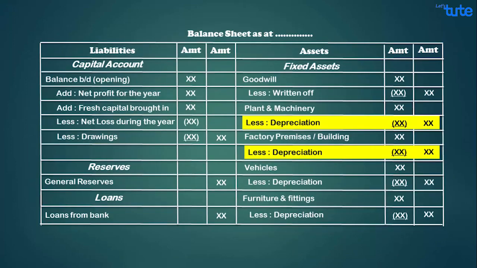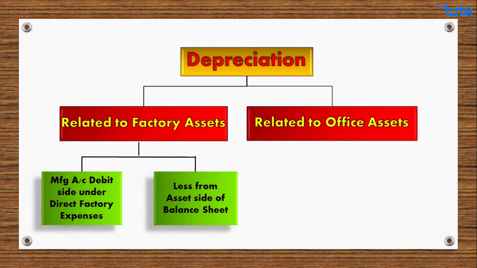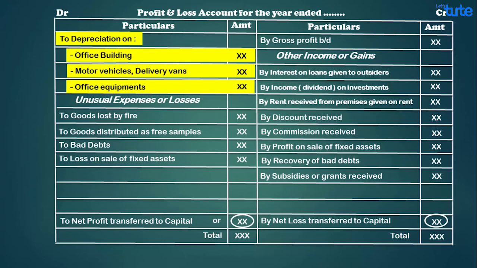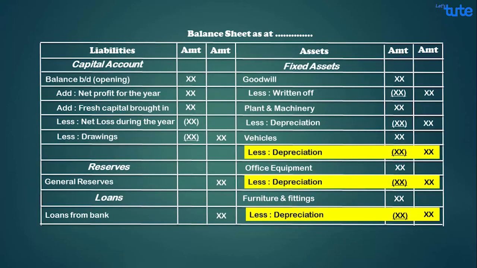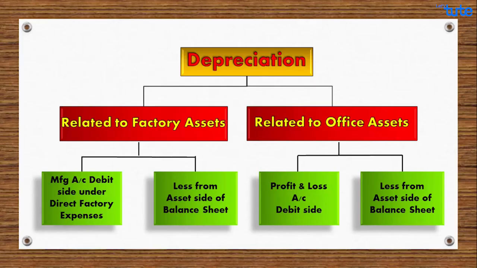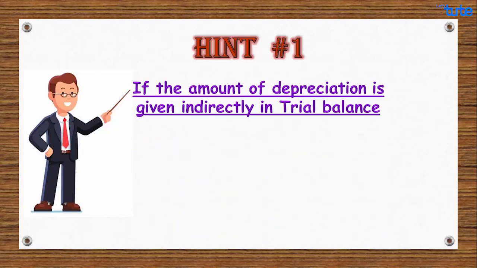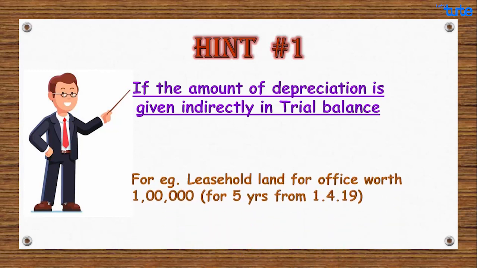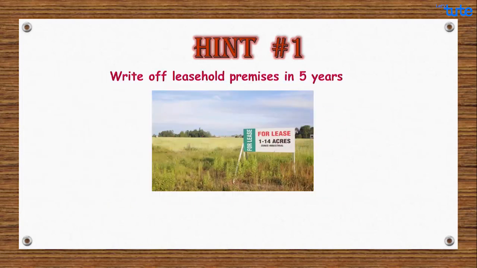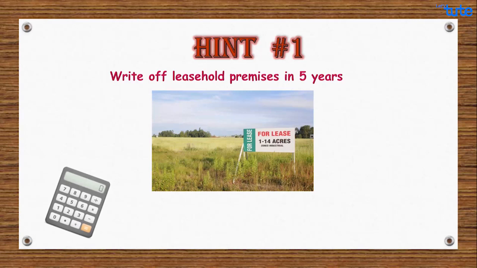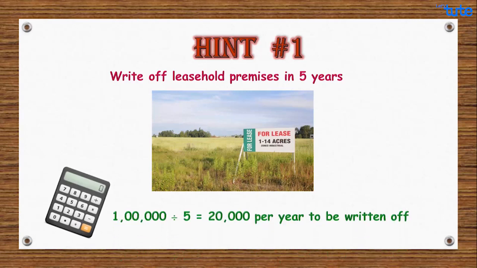If depreciation is related to office assets, then one effect will go to debit side of profit and loss account and second will go to deduct from assets. Let's check out the hints then. The first hint is sometimes the amount of depreciation is given as an indirect hint in the trial balance. For example, leasehold land for office worth 1 lakh for 5 years from 1st April 2019. So here we need to write off the leasehold premises in 5 years. By calculating 1 lakh divided by 5, we get 20,000 per year to be written off.